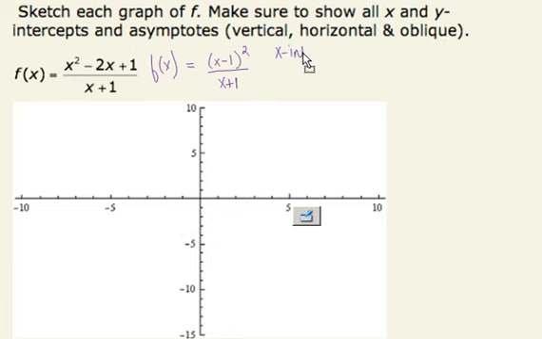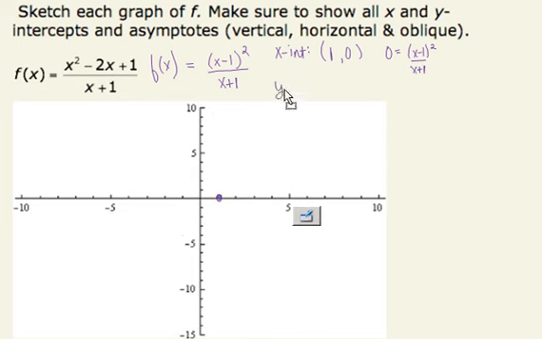When I look at an x-intercept, I'm looking at some x value where my y value equals 0. So really I'm looking where 0 equals x minus 1 quantity squared over x plus 1. Well, where does 0 equal this? Well, it's when the numerator equals 0. And I can easily see that the numerator equals 0 when x equals 1. Therefore, I know (1, 0) is an x-intercept. And I can plot that right now.